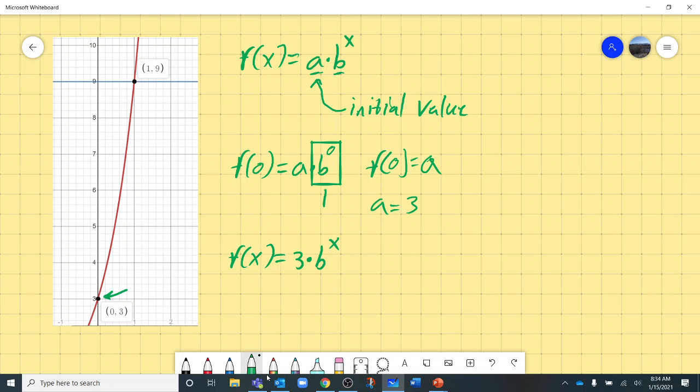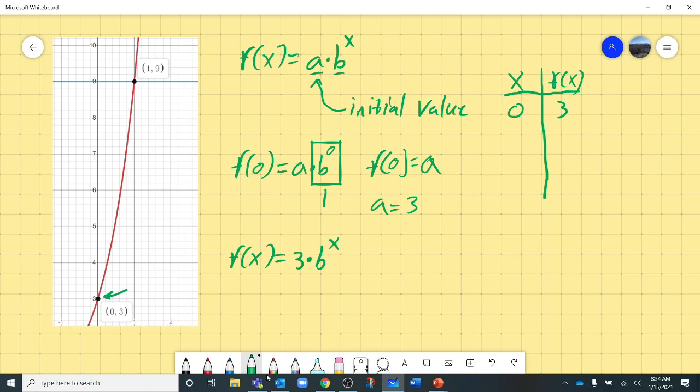And remember, b is our constant rate of change, or our geometric rate of change, is what we multiply by. So let's see if we can figure this out. Let's put it in a table. We're going to say this is our x and this is our f of x. We know that when x is 0, f of x is 3. And then I gave you another point on the graph because being able to determine where the points are from the graph is a little bit difficult.